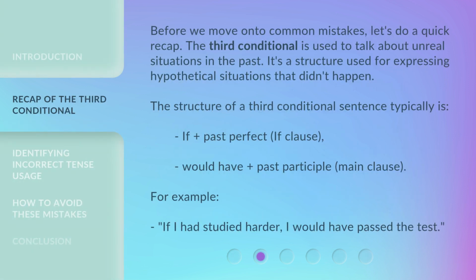Before we move on to common mistakes, let's do a quick recap. The third conditional is used to talk about unreal situations in the past. It's a structure used for expressing hypothetical situations that didn't happen. The structure of a third conditional sentence typically is: if plus past perfect, the if clause, would have plus past participle, the main clause. For example, if I had studied harder, I would have passed the test.